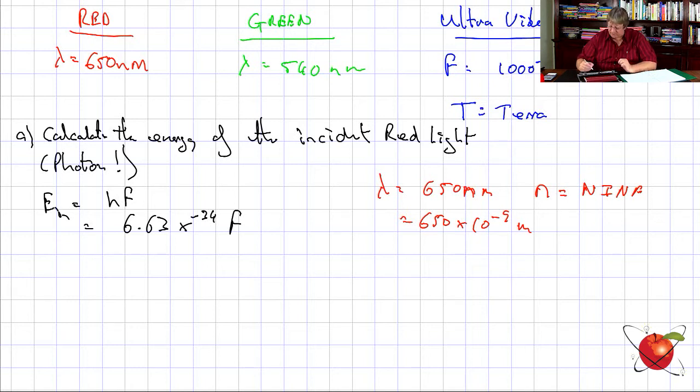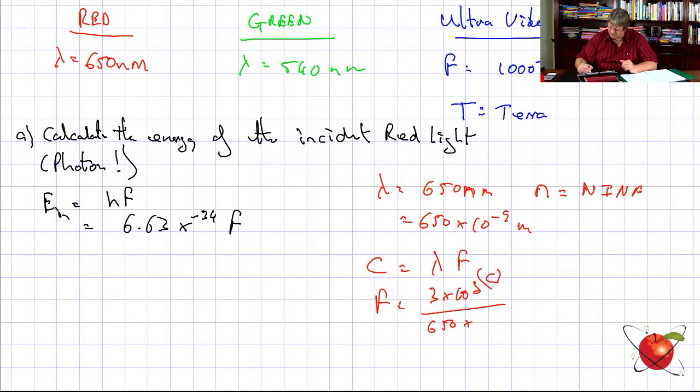Now I just need a frequency here. I know you can use the other equation with the wavelength, but I'll do it just as practice. You would say c is equal to lambda f, so 3 times 10 to the 8, that's c, the speed of light, divided by 650 times 10 to the minus 9, and I get a frequency of 4.615 times 10 to the 14 hertz.